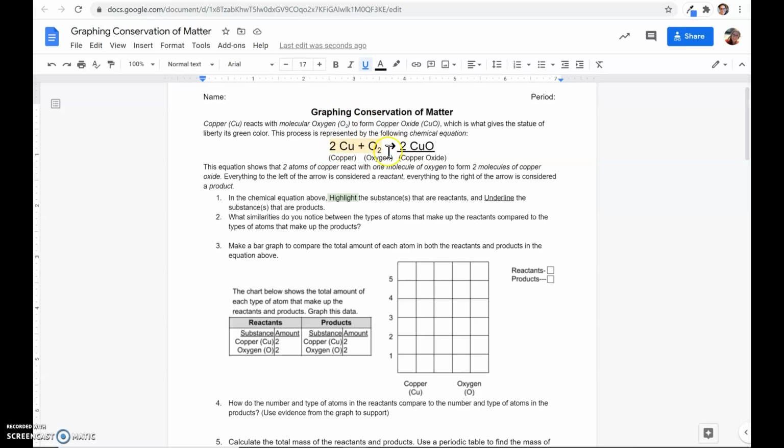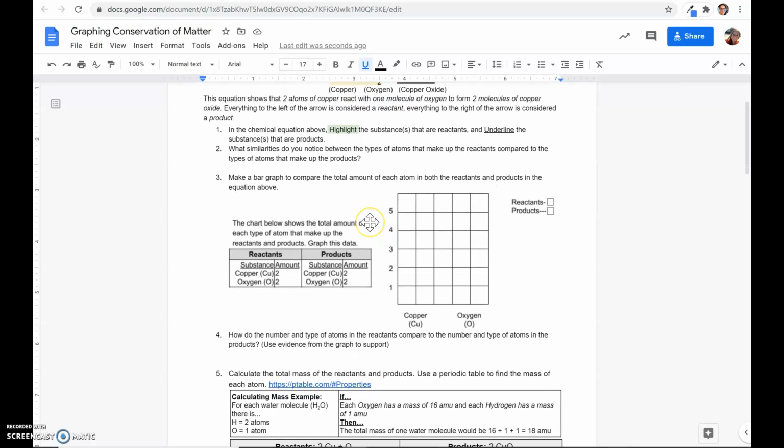Okay, once you've written your answer, think about this. Do you see two types of atoms? Yes, we do. We see copper and oxygen on the left side, and we see copper and oxygen on the right side. So we have the same types of atoms on both sides of the equation. They're just rearranged differently.